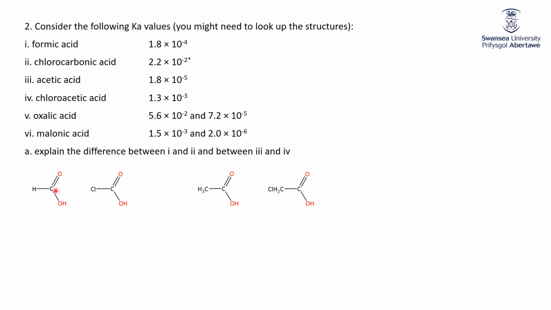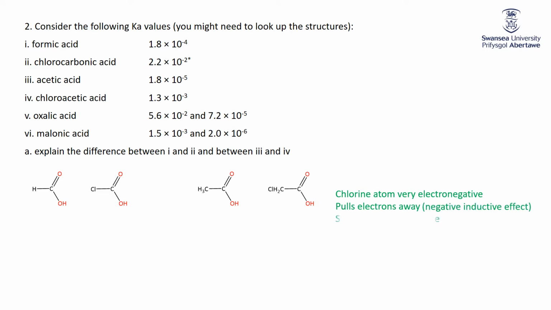Now what we see between 1 and 2 is replace the hydrogen by a chlorine, and the acid becomes stronger. Between 3 and 4, replace a hydrogen by a chlorine, and the acid becomes stronger. Why is having a chlorine there better than having a hydrogen there? And the answer is, of course, that the chlorine atom is very electronegative. The chlorine atom pulls electrons away. It is said to have a negative inductive effect.